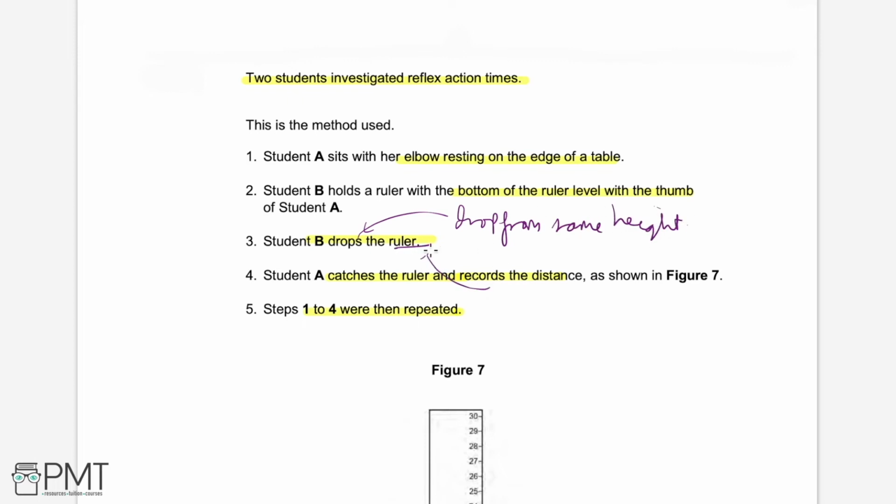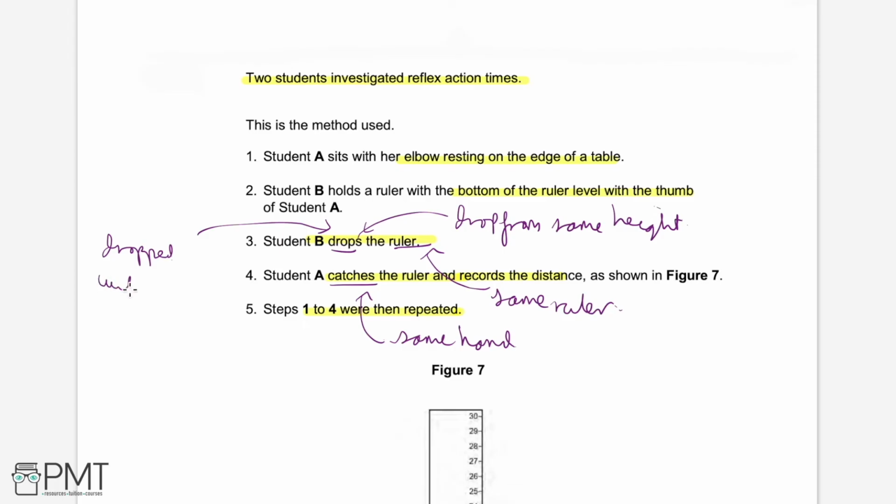We can say they should be dropped from the same height. Now also a ruler is being dropped, and we need to ensure that we're using the same ruler, since different types of rulers may fall at different rates. And student A is catching this ruler, and we assume that one of their hands will be dominant, and will therefore be unfair if different hands are used. So they should use the same hand in each experiment.